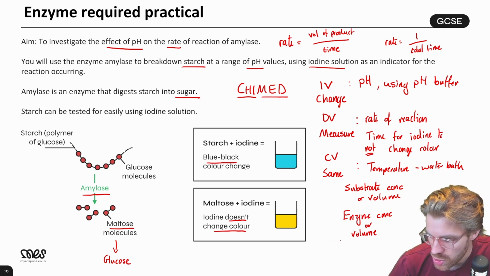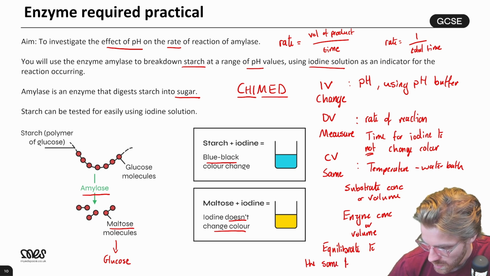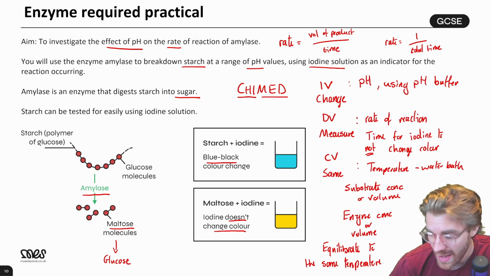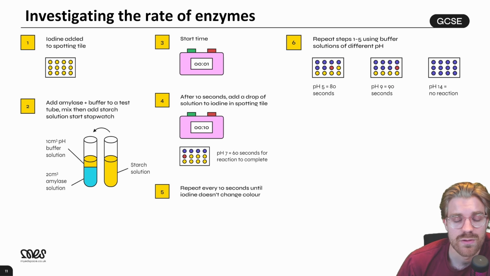So we want to make sure that they equilibrate to the same temperature before we mix them. That way we are keeping that temperature controlled more accurately. So let's go through a final rundown of how we would conduct this experiment.